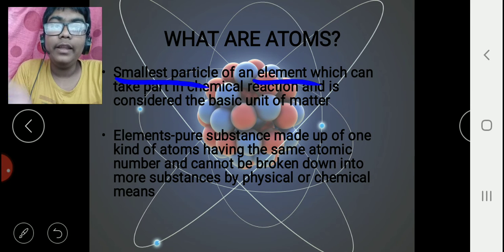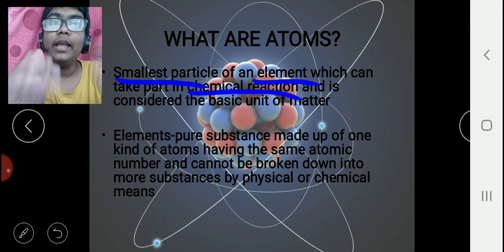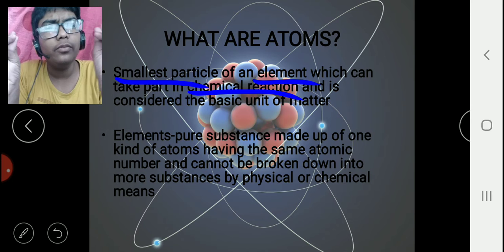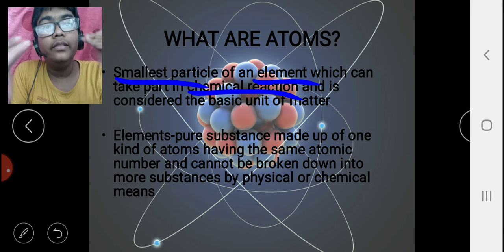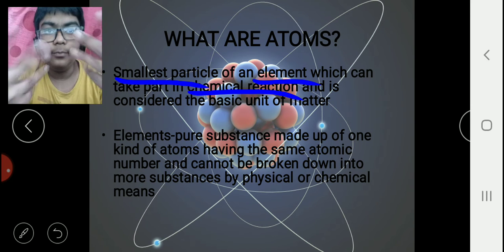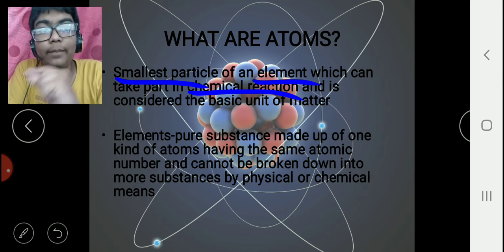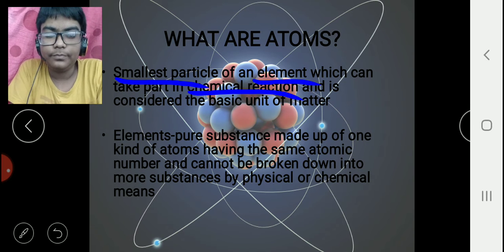This atom can take part in any chemical reaction and it is actually considered as the basic unit of matter because it is the smallest thing, and this only builds up the matter. Therefore, it is the smallest and the basic unit of matter.